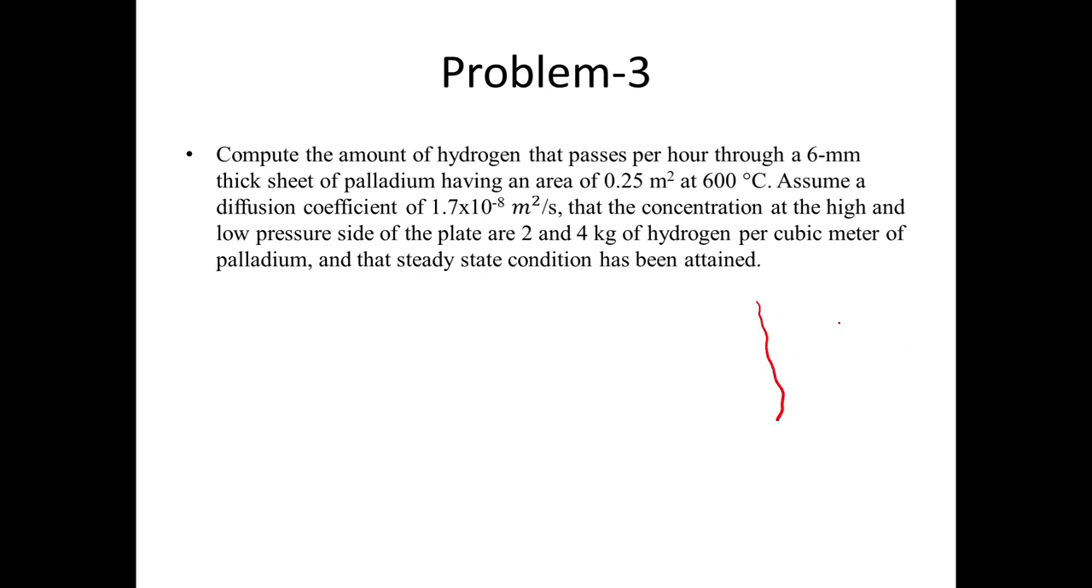So first we have to draw a diagram. This is at a higher pressure and this is at a lower pressure. So we have a gradient of 4 kg as well as 2 kg of palladium. So given, we will write it.